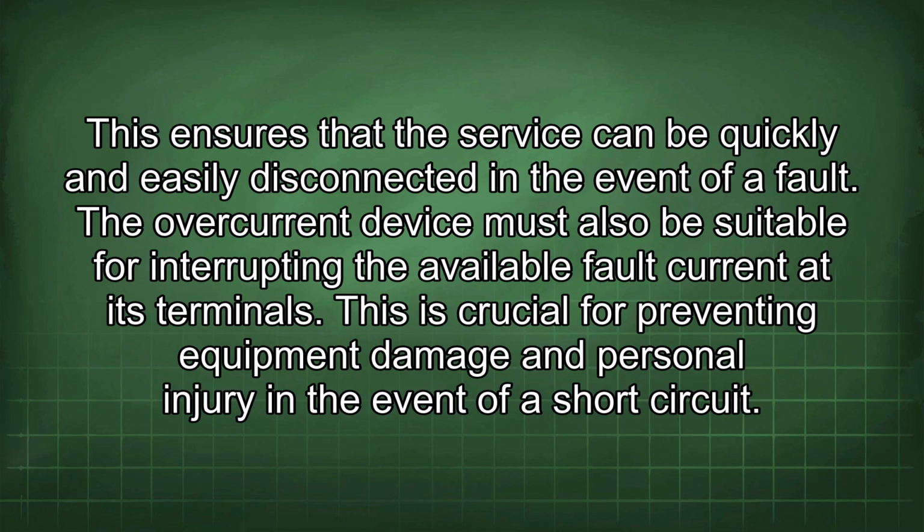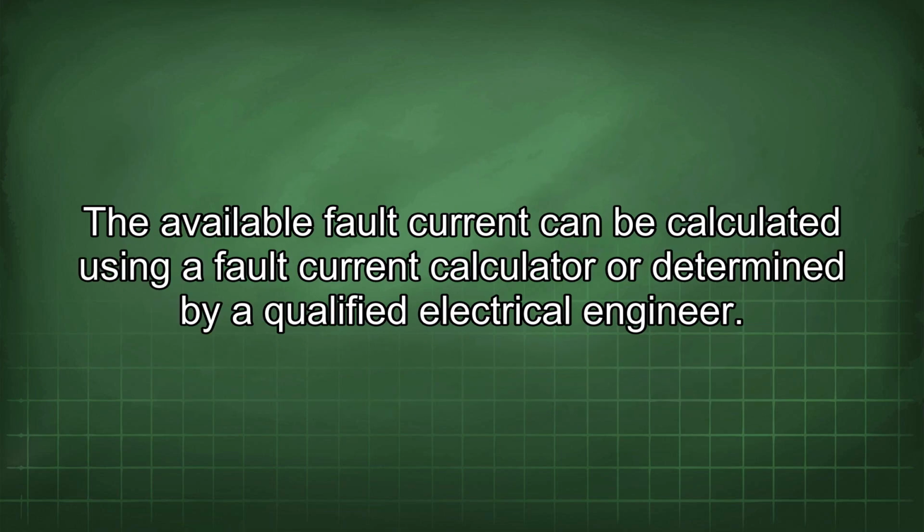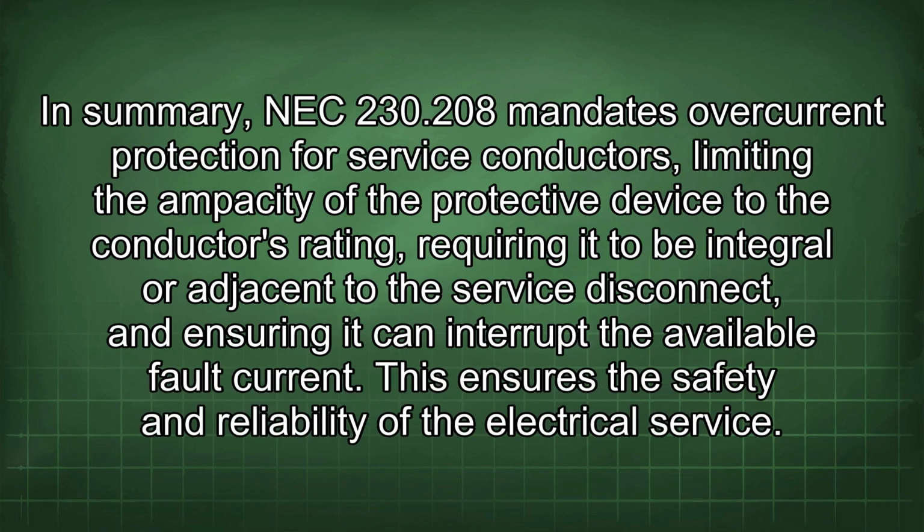This is crucial for preventing equipment damage and personal injury in the event of a short circuit. The available fault current can be calculated using a fault current calculator or determined by a qualified electrical engineer. In summary, NEC 230.208 mandates overcurrent protection for service conductors, limiting the ampacity of the protective device to the conductor's rating, requiring it to be integral or adjacent to the service disconnect, and ensuring it can interrupt the available fault current. This ensures the safety and reliability of the electrical service.